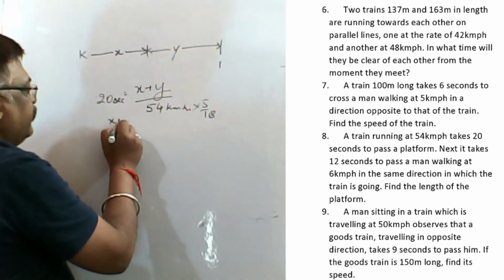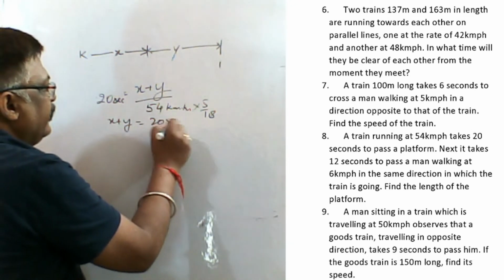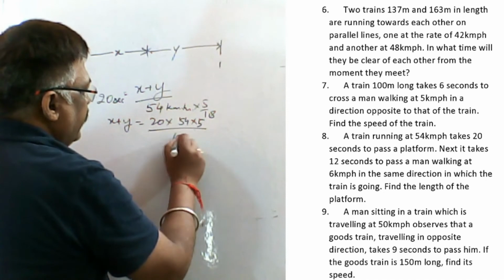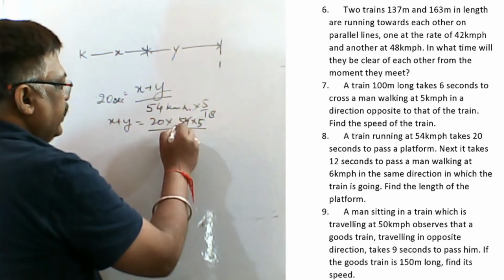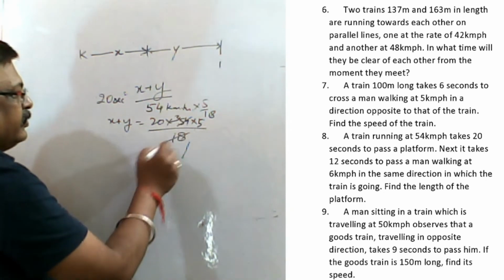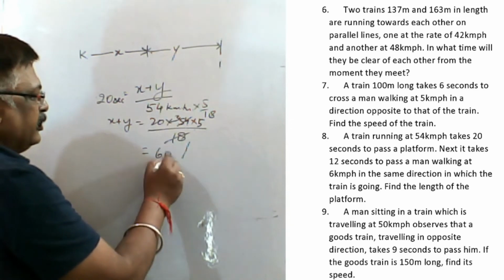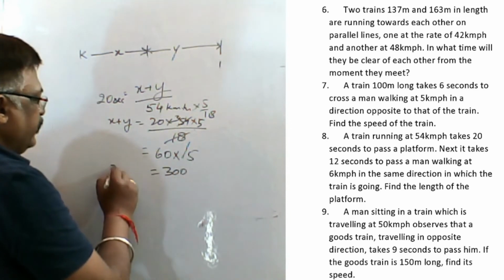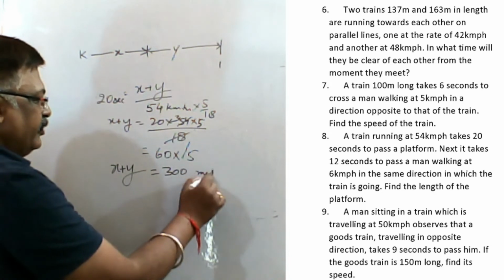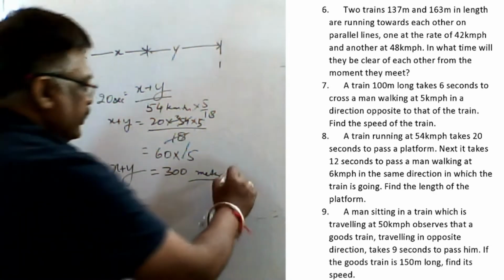So now x plus y is equal to 20 into 54 into 5 by 18. So now if you do 18 3s are 54, 3 5s are 15, 3 2s are 6, 60 into 5, 300. So x plus y is equal to 300. This is in meters. This is one equation.